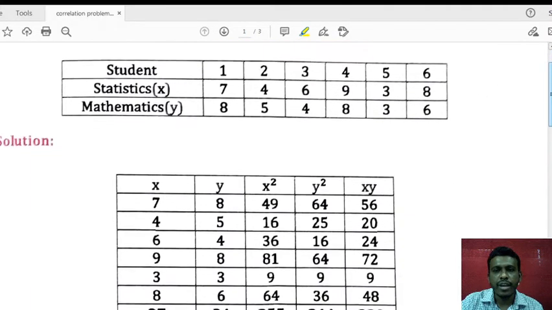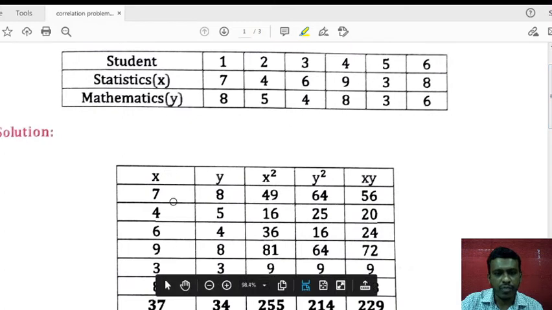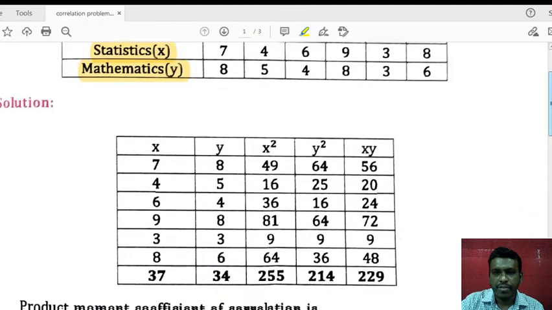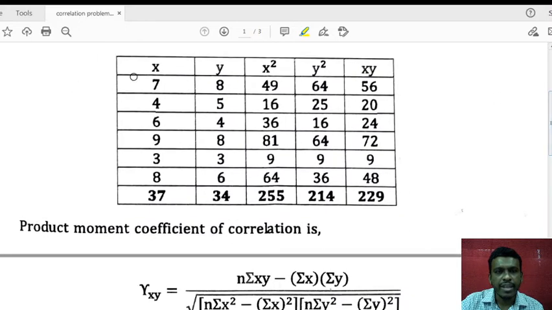So just note down this data in vertical form. One variable will be known as x, and the other variable will be known as y. Marks obtained in statistics will be x, and marks obtained in mathematics will be y. So just note down this solution: x, that is marks obtained in statistics, y, that is marks obtained in mathematics. Copy out all those 6 students: student 1, student 2, student 3, student 4, 5 and 6.